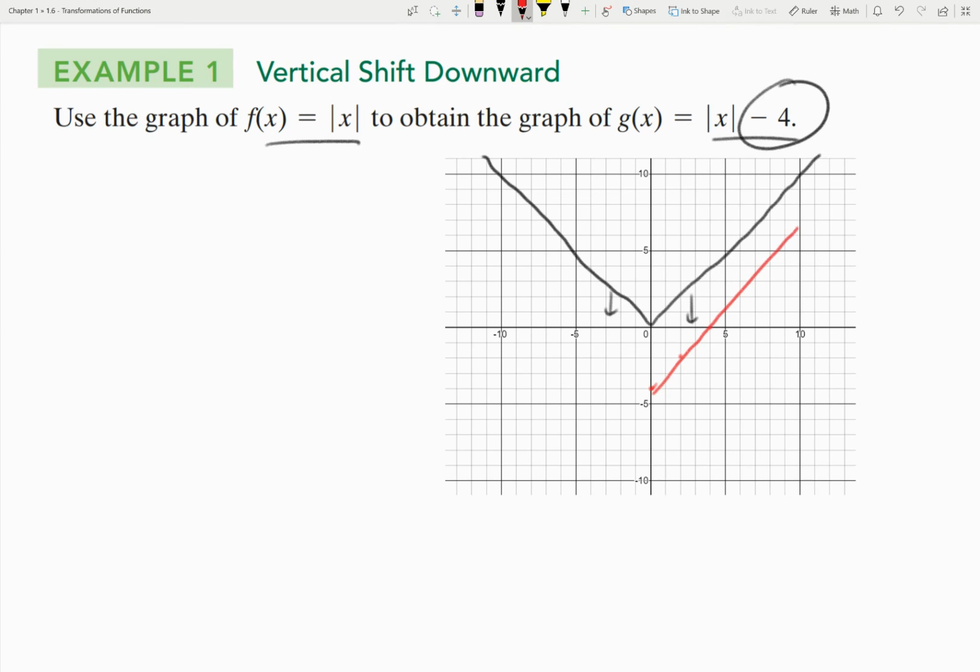And now I have a graph that looks kind of like that. Okay? Every point on the graph gets shifted down 4. Right? And I didn't have to make a whole table. I didn't have to calculate a bunch of different points because I knew what this function looked like. I knew that it has a vertex of 0, 0. I know that it has a slope on the right branch of 1, a slope on the left branch of -1, because I've graphed the absolute value function enough to know things like that. Okay.